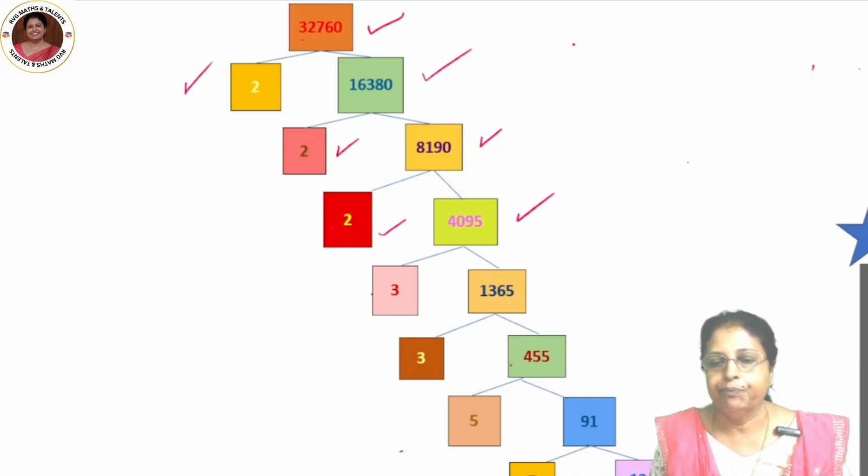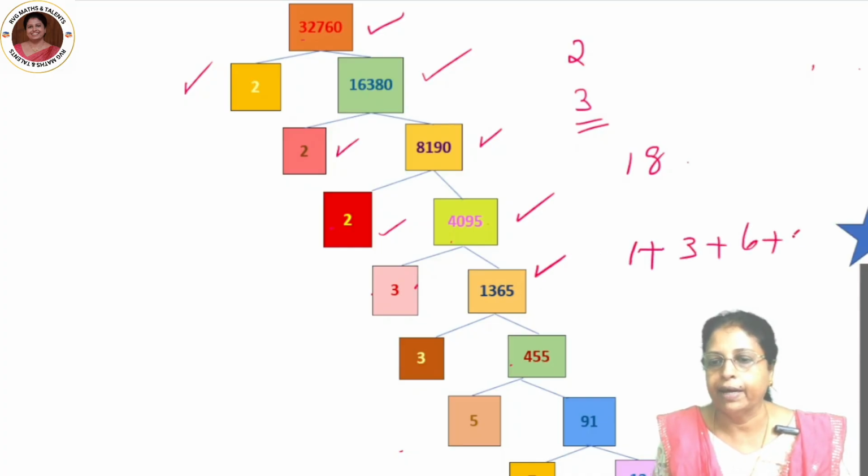4095. We start with 3. 4 plus 9 is 13, plus 5 is 18. 18 can be divided by 3, so 3 is a factor here. Divided by 3, you will get 1365. Again, 1 plus 3 plus 6 plus 5 is 15. 15 can be divided by 3, so we are getting 455. Again 5 is a factor here. Divided by 5, we are getting 91.